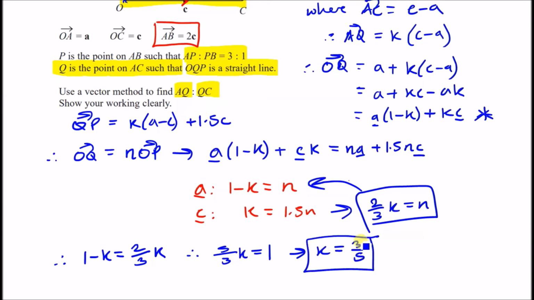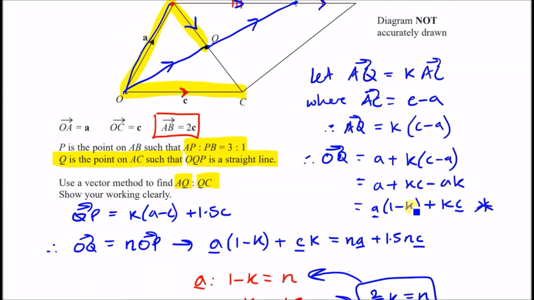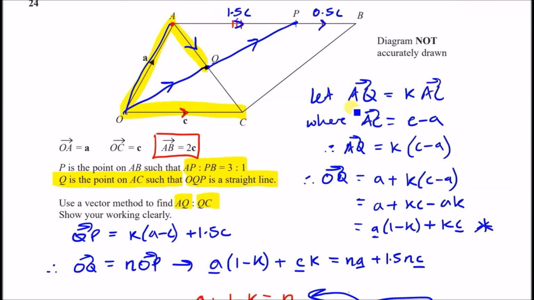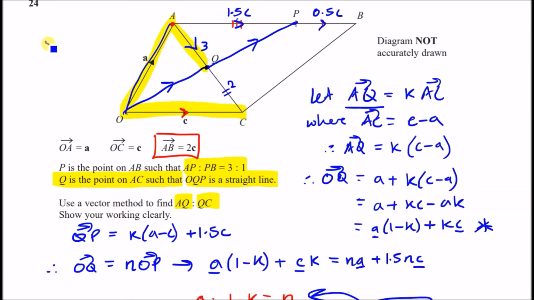So we just found out that, since this is 3/5, AQ is 3/5 of the line AC. So this is 3/5 of AC, meaning this is 3 parts, and this must be 2 parts because 2 plus 3 gives us a total of 5 parts. And that's it. So the ratio from A to Q to C is therefore 3 to 2. Whew, yeah, we did it. Anyway, guys, that's this question done.